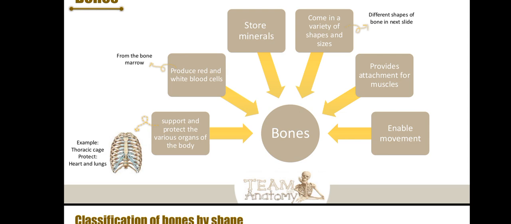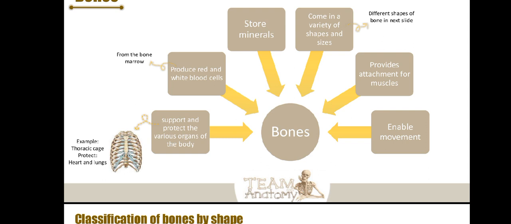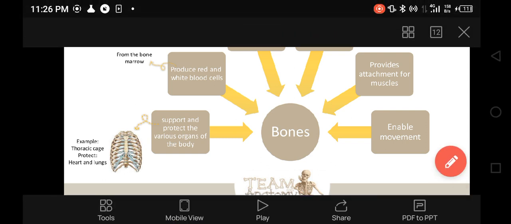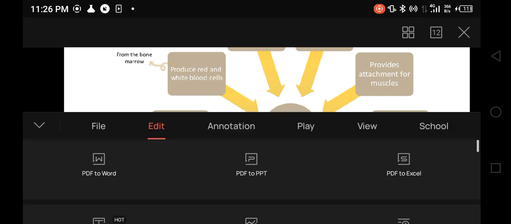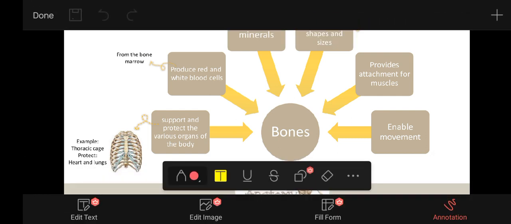What are the importances of bones? We start from the left, right? Bones support and protect organs of the body. We don't need to really stress this point. Do you know why? Because you could see the thoracic cage here. It supports and protects various organs of the body. What organs does the thoracic cage support? The thoracic cage supports and protects the heart and the lungs. There are so many other organs too. You could see stuff like the liver and all that.